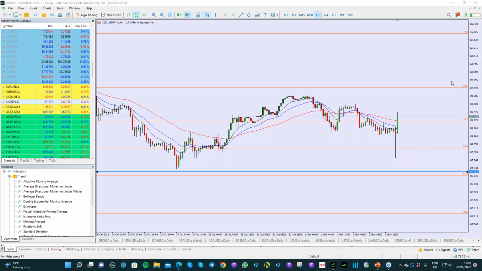So here's the pullback. That's potentially over. We're starting to see price bottoming out here. Certainly buyers coming into the market very strongly at this point, and over here as well. And so what I'm going to start to look for now is price to turn around.